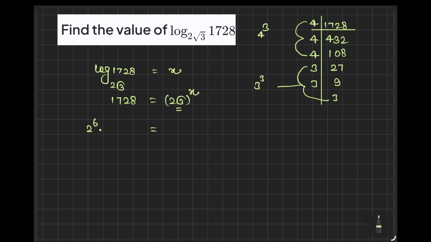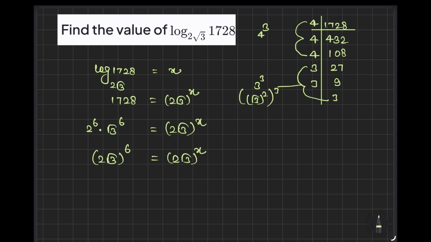But we want root 3. So can I write root 3 square in place of 3? We are writing 3 as root 3 square. So can I write down this thing as root 3 power 6? So root 3 power 6. Now you know that the power is same, so the bases will be multiplied. Correct now? So I will write 2 root 3, bases multiplied, power 6. So 2 root 3 power x.